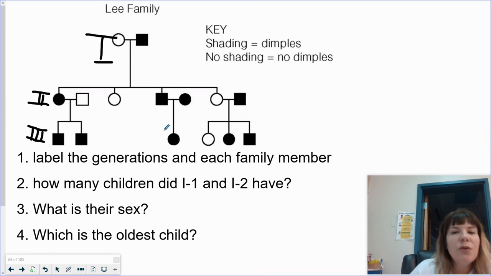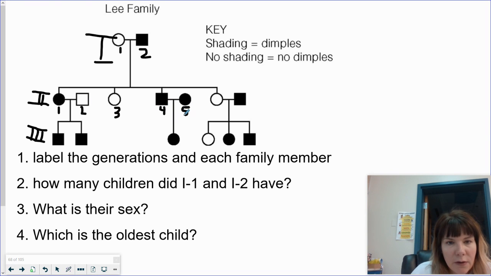Okay. Now you can label each family member with numbers. So this would be a 1 and this would be a 2. Now, when you go to the next generation, you start over again. So 1, 2, 3, 4, 5, 6, and 7. Okay, so then you would label the next one 1, 2, 3, 4, 5, 6.